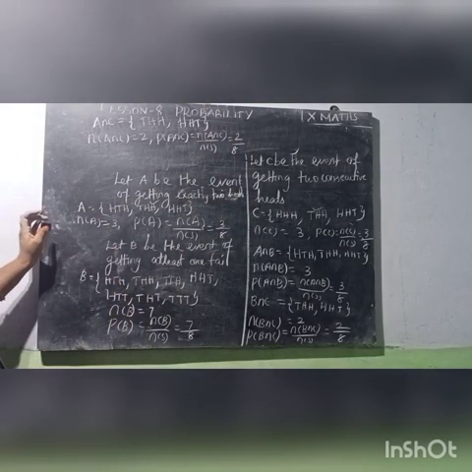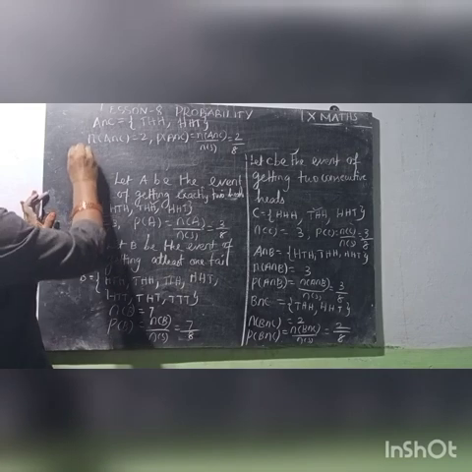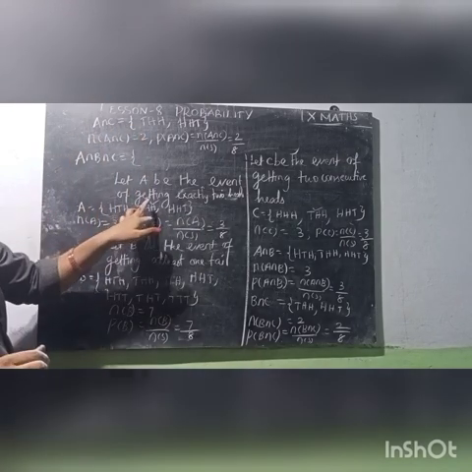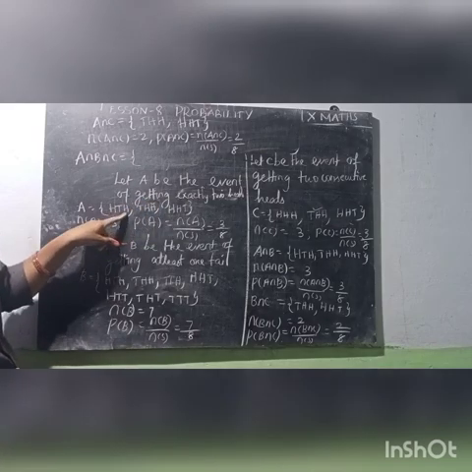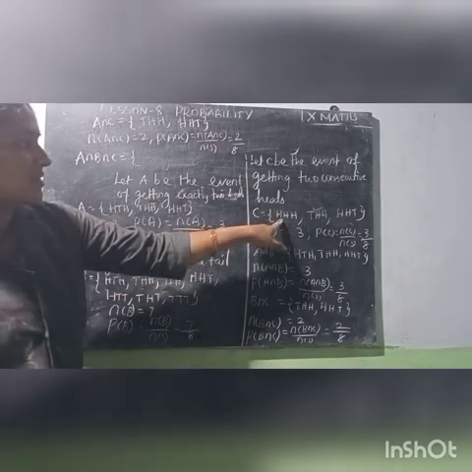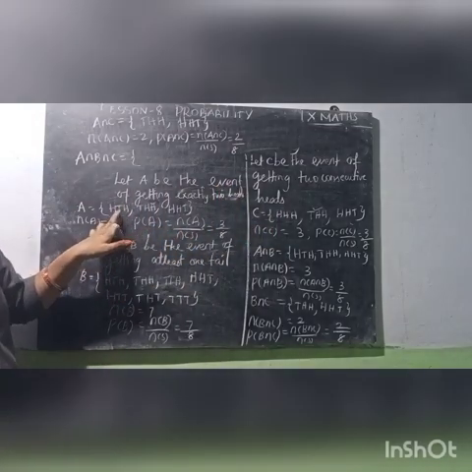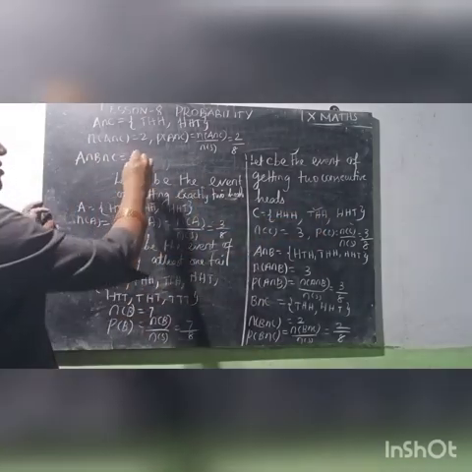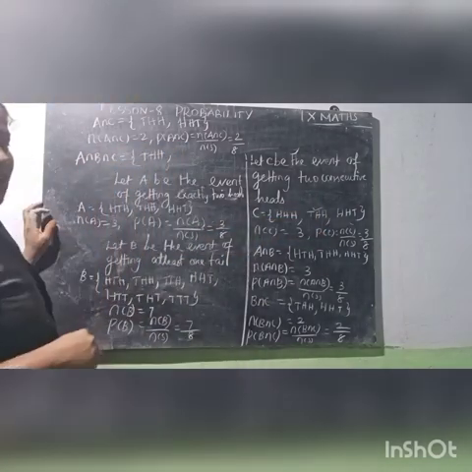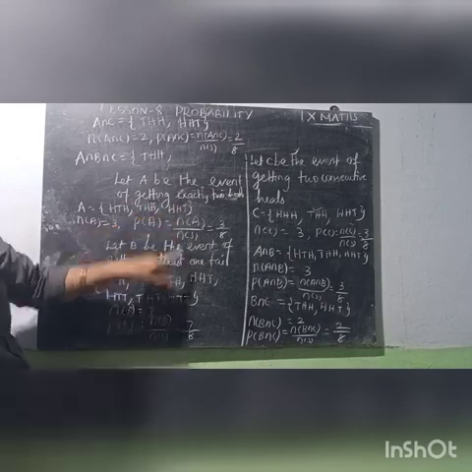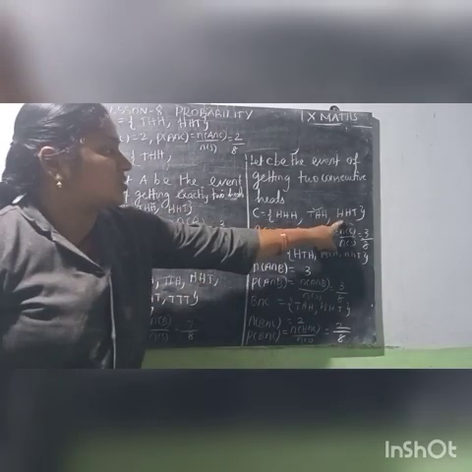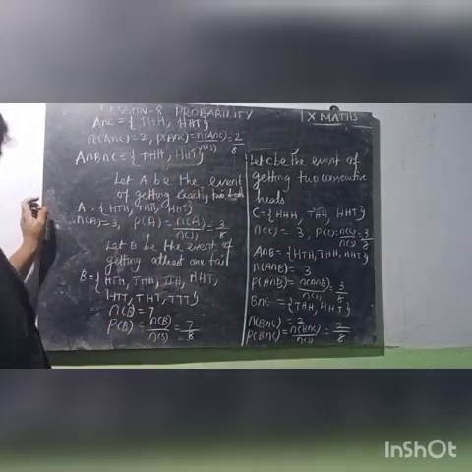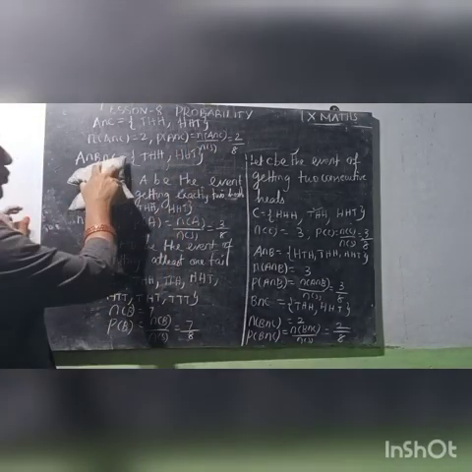Next we want to find out the events common for all 3: A intersection B intersection C. So which is common for all 3? HTH, HTH, there is no HTH, so this is not common. THH, THH, THH, so THH is common for all 3. Then HHT, HHT, HHT, so that is also common for all 3.